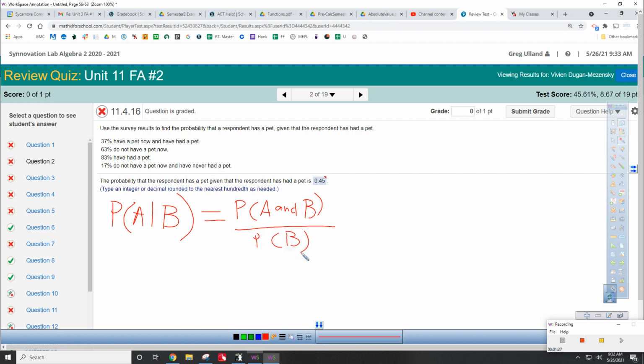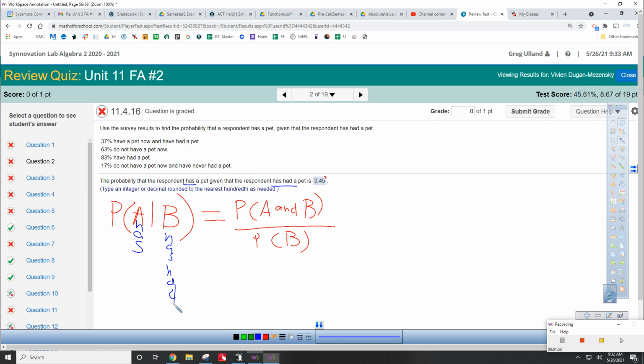So up until this point, I love this question. This is a very important little thing to grasp. But what I hate is the way that this question is worded. It's saying, what is the probability that a person has a pet? So that's A. Given that the person, that's what goes over here, has had. And it can't be much more confusing than that, okay?